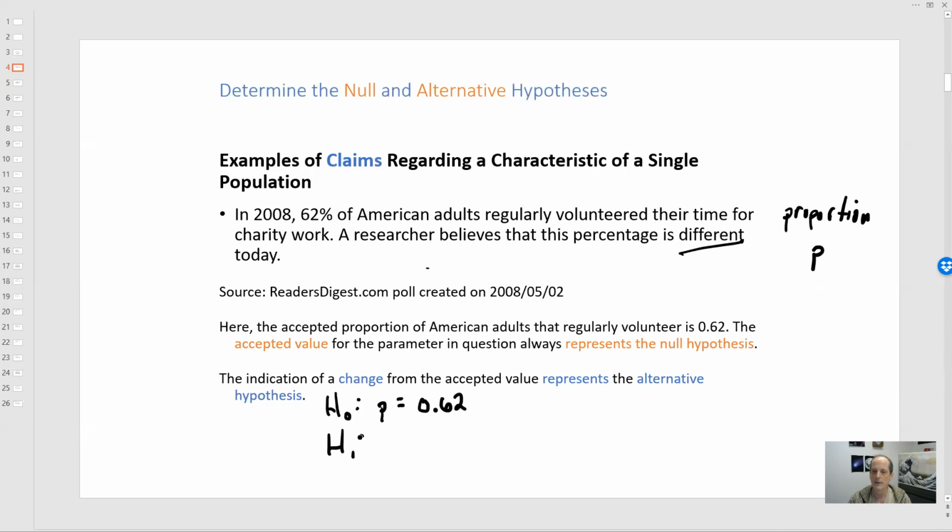And H1 is, this is different. This has changed. Well, all we can glean from that is not equal to 0.62. So this is what we're going to learn how to test. Mostly today, we're just going to learn how to set things up and get the language down. So we're going to kind of ease into this process. Okay, so null hypothesis is that the parameter equals the status quo, and the alternative hypothesis could be greater than, and we have names for those, so we'll get to that in a minute. This is not equal to.